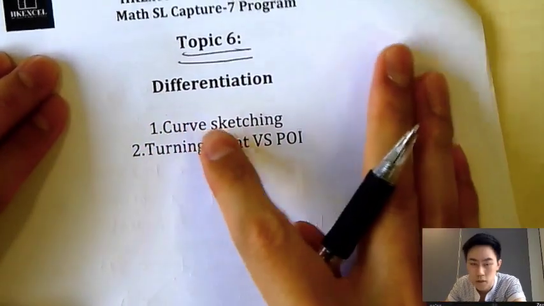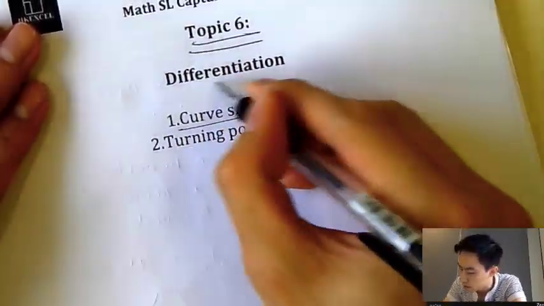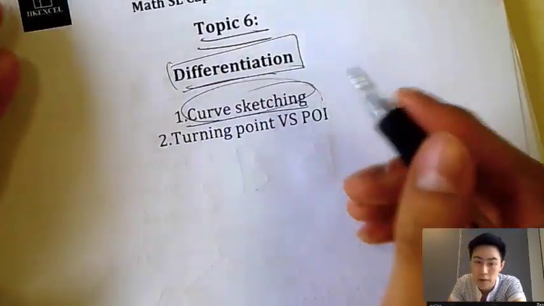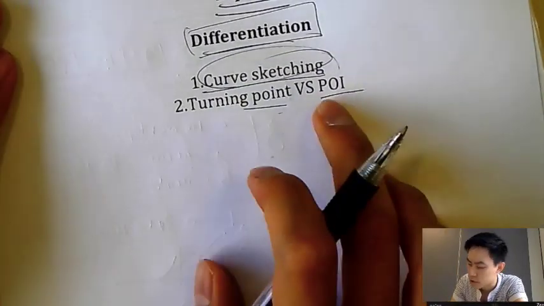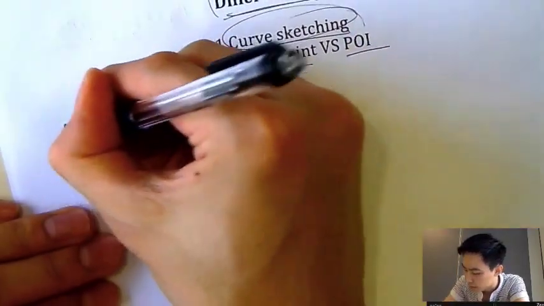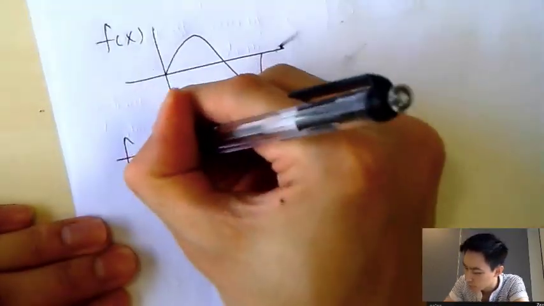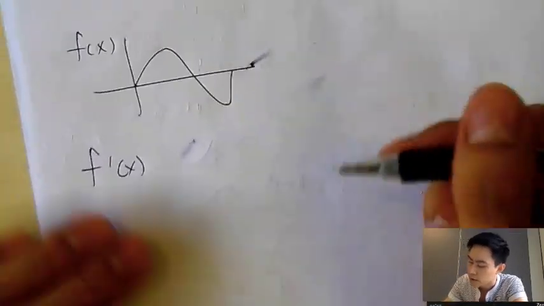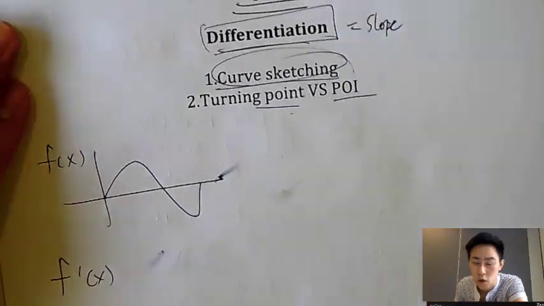Topic 6 is calculus. We have two big topics, differentiation and integration. For differentiation, you need to know curve sketching. This is a common question type in recent years. And then turning point versus point of inflection. For curve sketching, let's say I give you f(x) like this. If I ask you to draw the graph of f prime of x, how do you do that? You need to know that differentiation means the slope of a function.